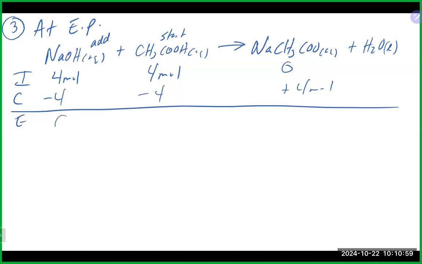That means, like we anticipate, all of the sodium hydroxide we added is gone. All the acetic acid we added is gone. And that leaves us here with 4 moles, which of course we're going to convert back to molarity, again using the total volume. That would be how much sodium hydroxide you added plus how much acid you started with. Any questions on that table?